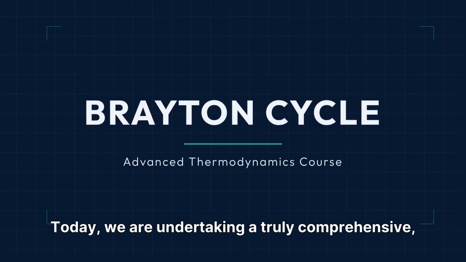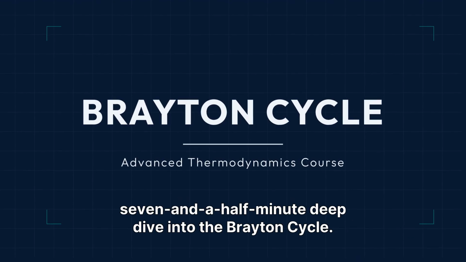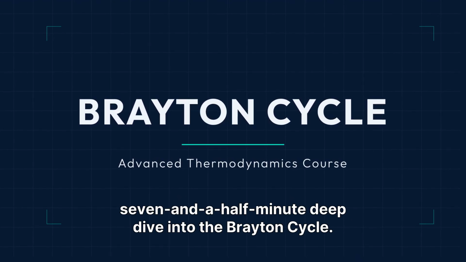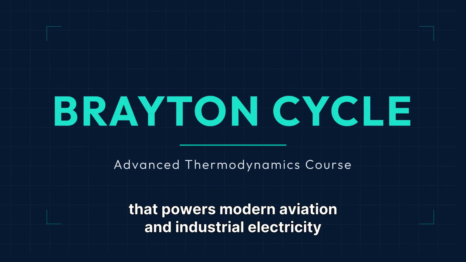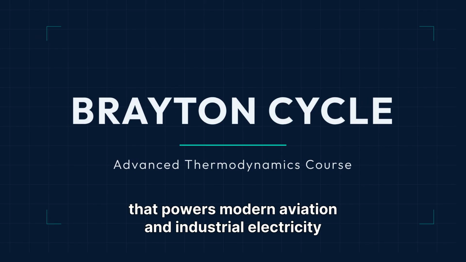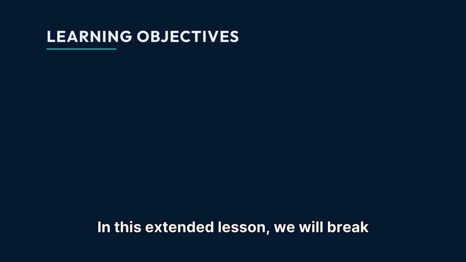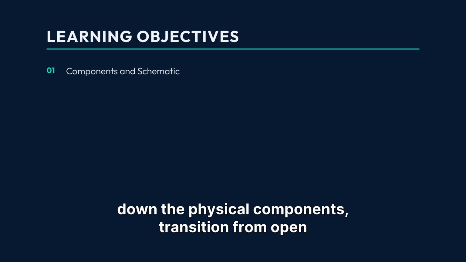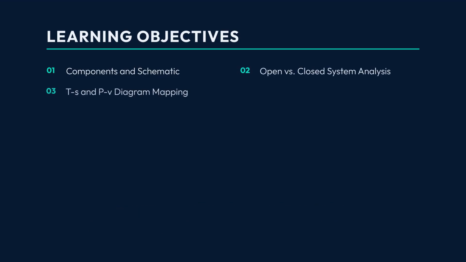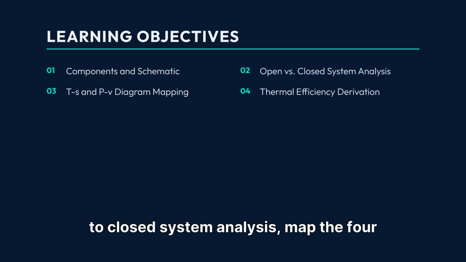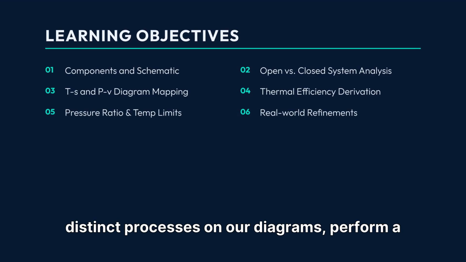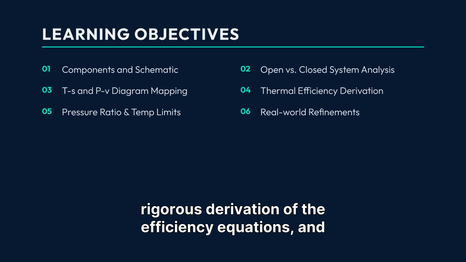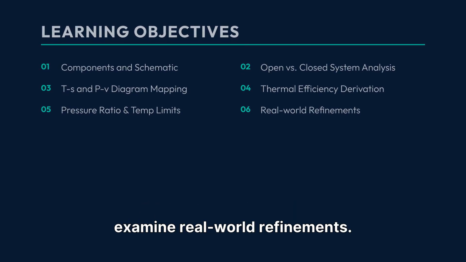Today, we are undertaking a truly comprehensive 7.5-minute deep dive into the Brayton cycle. This is the foundational thermodynamic engine cycle that powers modern aviation and industrial electricity generation worldwide. In this extended lesson, we will break down the physical components, transition from open to closed system analysis, map the 4 distinct processes on our diagrams, perform a rigorous derivation of the efficiency equations, and examine real-world refinements.